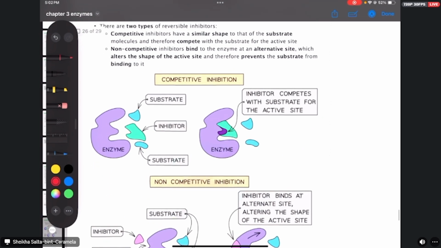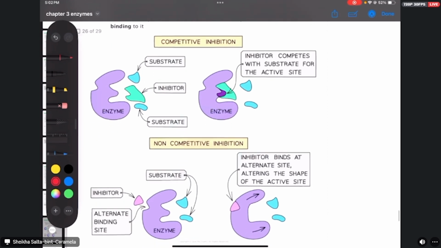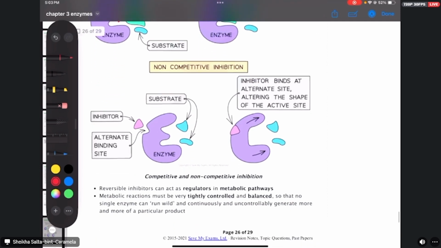I described the inhibitors in detail, but I'll go through it again. As I said, competitive inhibitors have the same shape as the substrate. So it's just going to bind on the active site and block its path, and the substrates won't be able to bind and no reaction would take place. And for the non-competitive inhibitor, this is the allosteric or the alternative binding site. You can say alternative or allosteric, your choice, and then the inhibitor binds over here. This changes the active site completely as shown, so the substrates won't be able to bind here. Again, the enzyme-substrate complexes won't form.